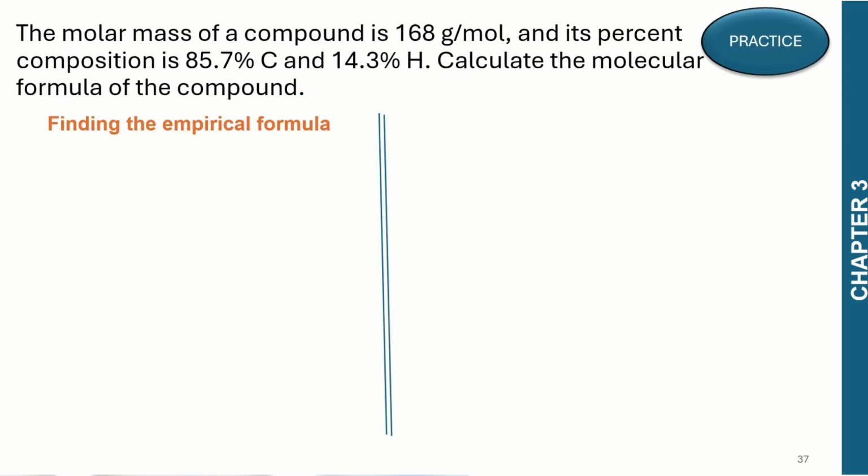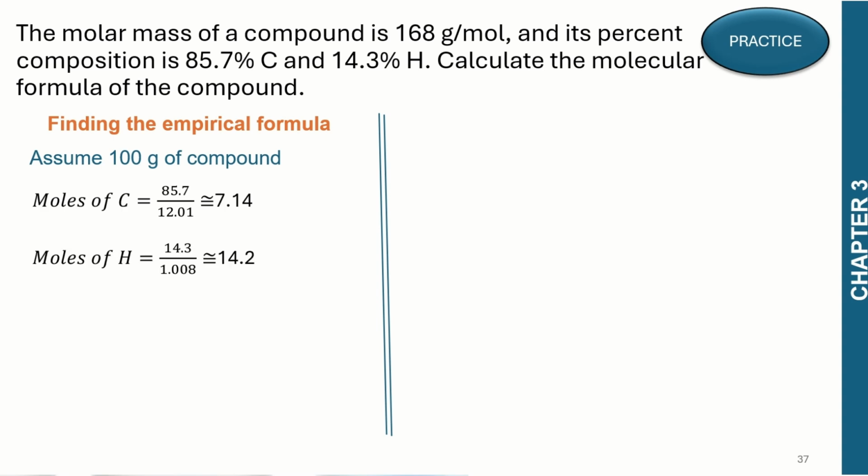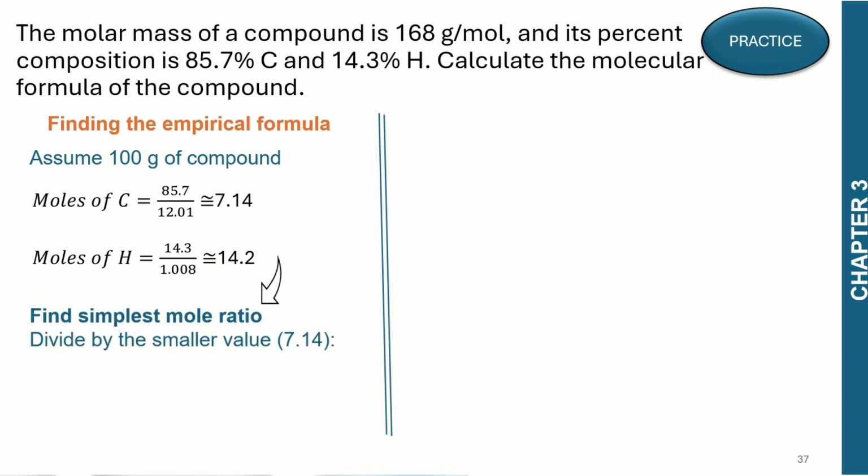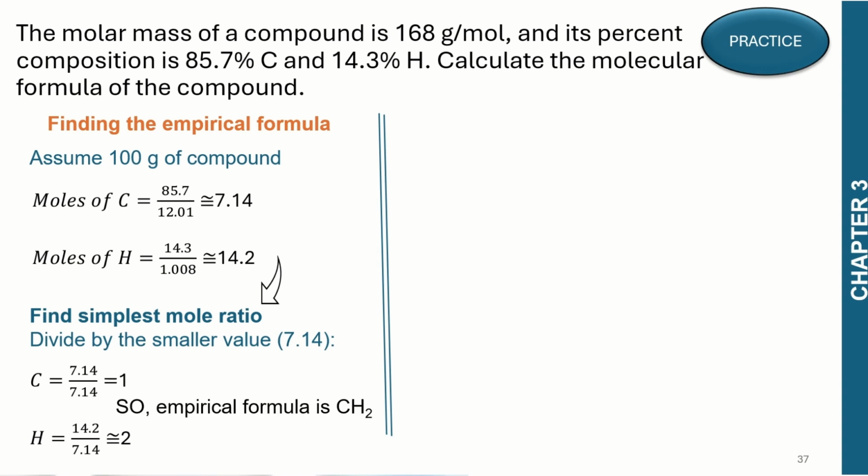In this case, first we find the empirical formula. We're going to assume 100 grams. First you find moles after you assume 100 grams. Now we're going to divide both by the smallest number, which is 7.14. So I have 1 and 2. So the empirical formula is CH2.